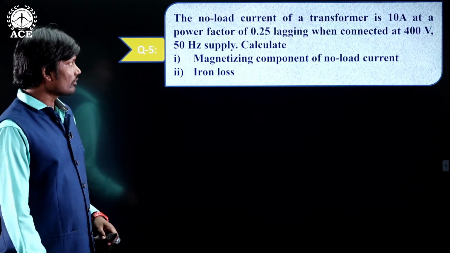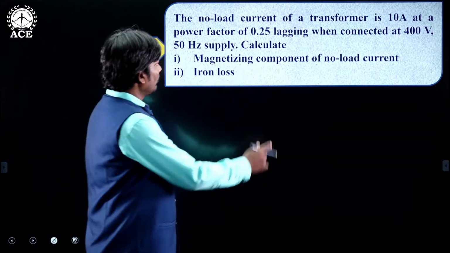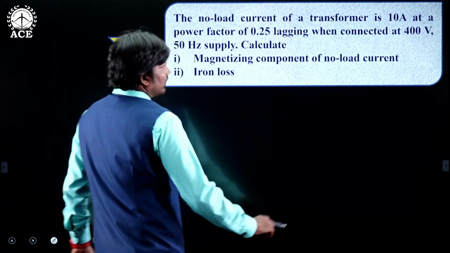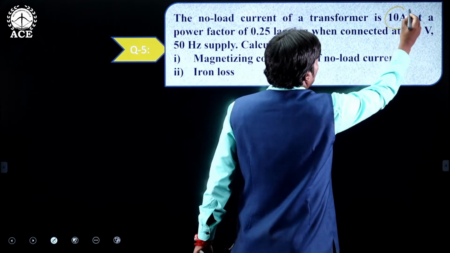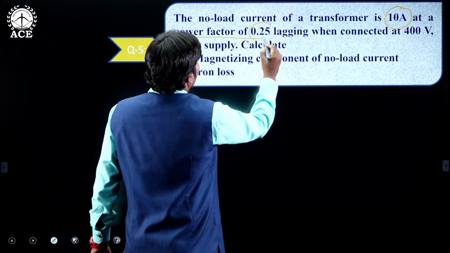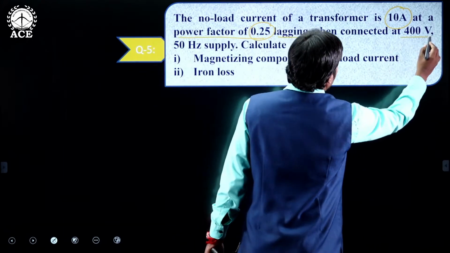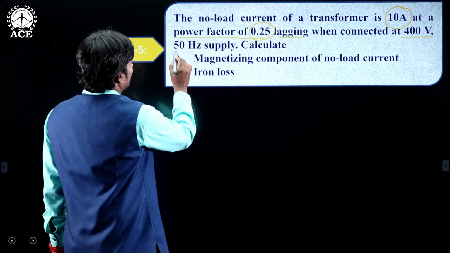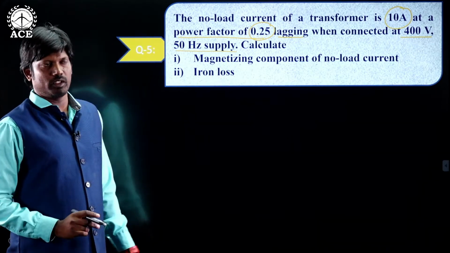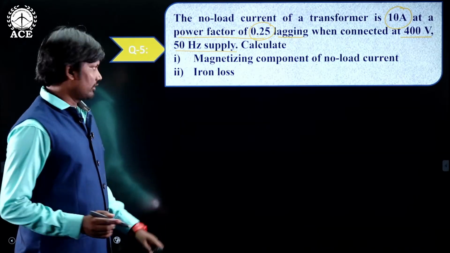Next question. The no load current of a transformer is 10 amps at a power factor of 0.25 lagging when connected to a 400 volts 50 hertz supply. Now calculate the magnetizing component of no load current and the iron losses. Now first write the given data.